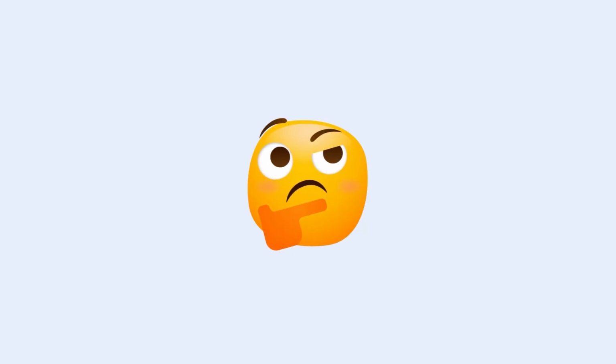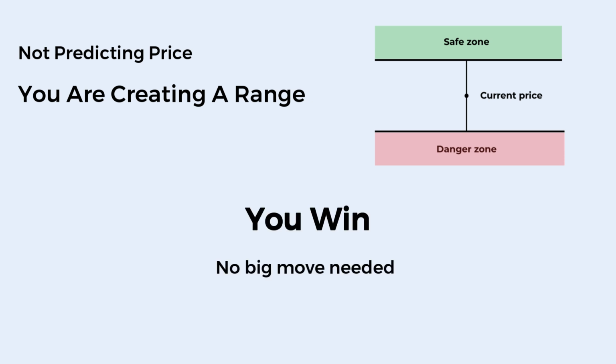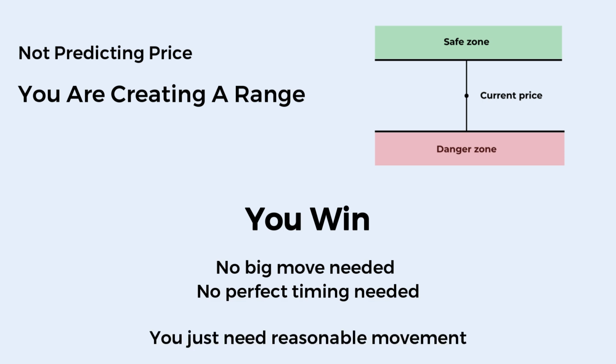Think of it this way. You're not trying to predict exactly where the stock will go. You're creating a range, and as long as the stock stays outside that danger zone, you win. You don't need a big move. You don't need perfect timing. You just need the market to behave reasonably.